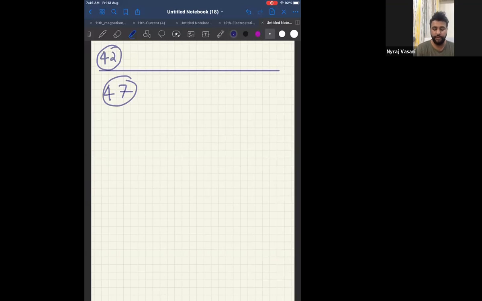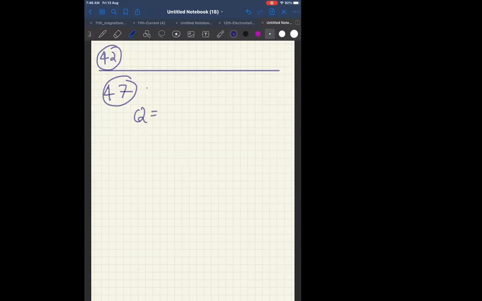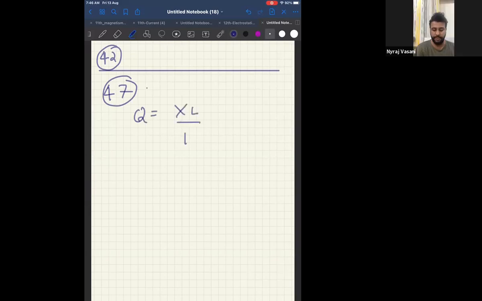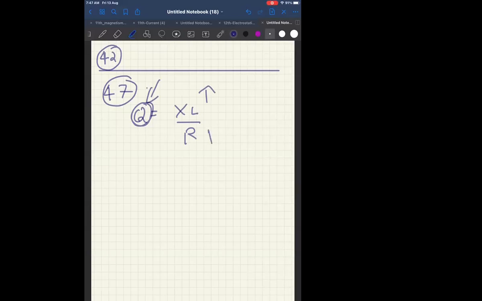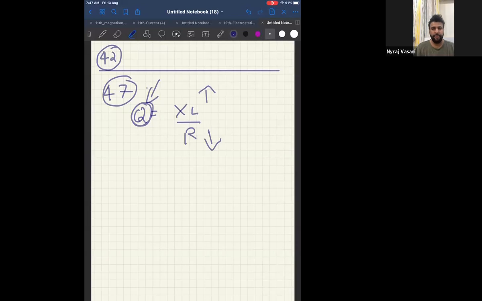What is the formula for Q factor? XL upon R. The formula for Q factor is XL upon R. Now listen to me and look at the screen. If I want to increase this particular factor, how can I increase any number? Either by increasing the numerator or by decreasing the denominator or both.